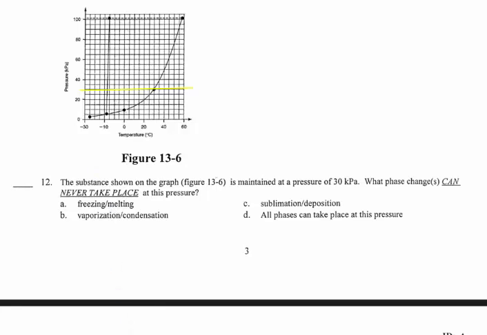Okay, so now I see the answer. The answer is that you can get melting, you can get freezing, you can get vaporization, and you can get condensation, either of these four, but you can never get sublimation and you can never get deposition because you have to get the pressure way lower. You see, it's not low enough to cross this line down here. So sublimation and deposition can never take place at that pressure for this particular substance.